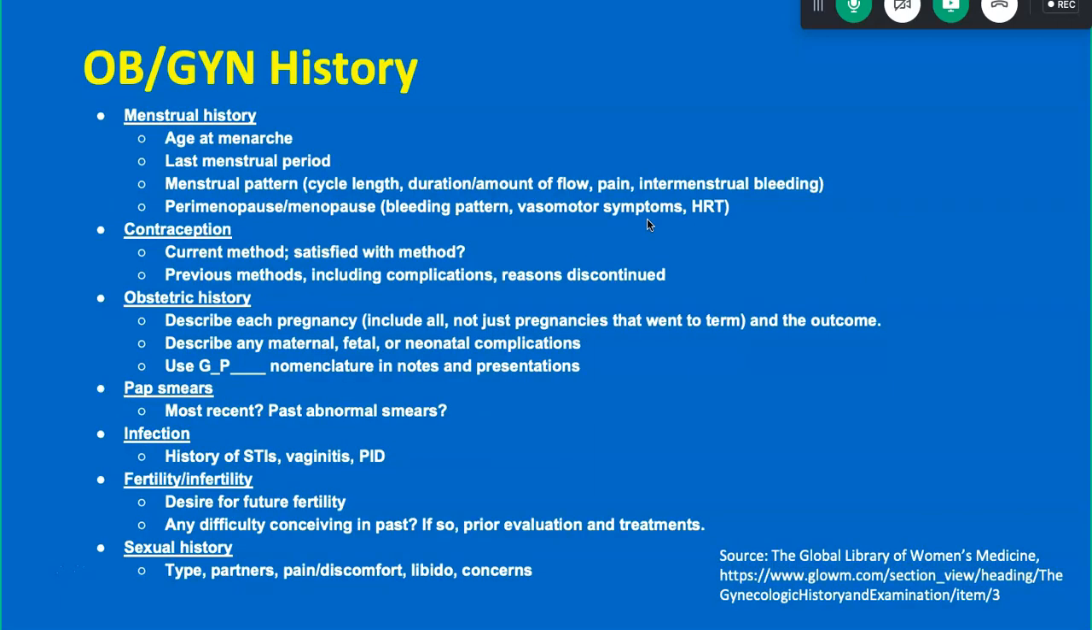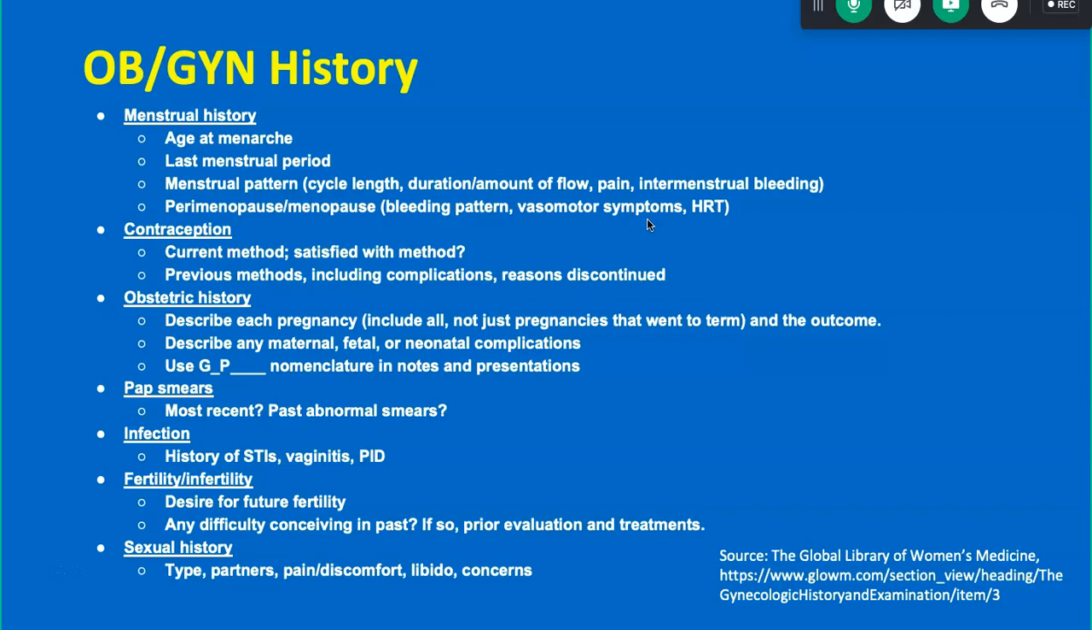Yeah, and finally, we're going to expect you to do an OBGYN history on the standardized patient you'll be seeing. So, what are the elements of an OBGYN history? The first element is going to be the menstrual history. This includes the age at menarche, so when they started having periods, the date of their last menstrual period, and their menstrual pattern. So how long each cycle is, the duration and amount of menstrual flow, if there's pain, and if they ever have intermenstrual bleeding.